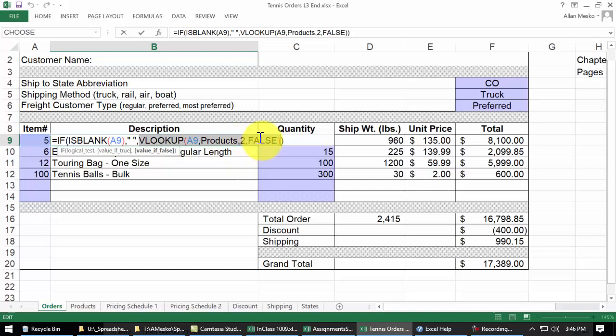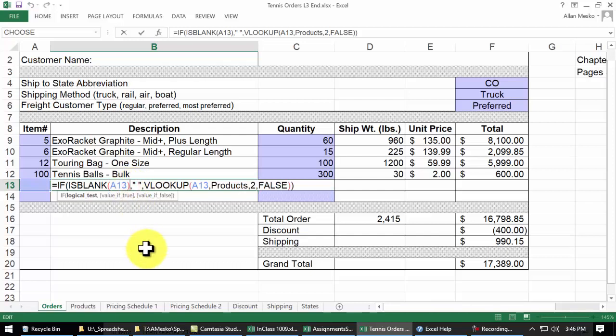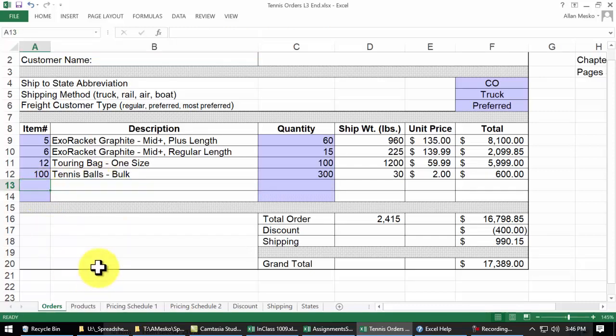Now, what if there's an error? Or what if this column is blank? What if we haven't filled this out? Well, then it says, if that's blank, then just put a space here. So this same formula is right here, isn't it? But this is blank, so it just put a space here. But if I put a number here, number 8, then it goes and looks it up.